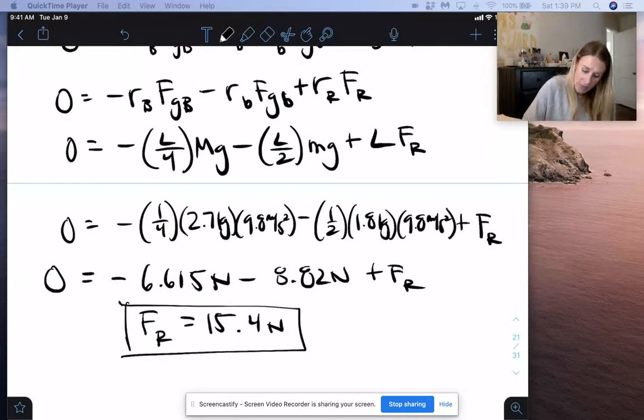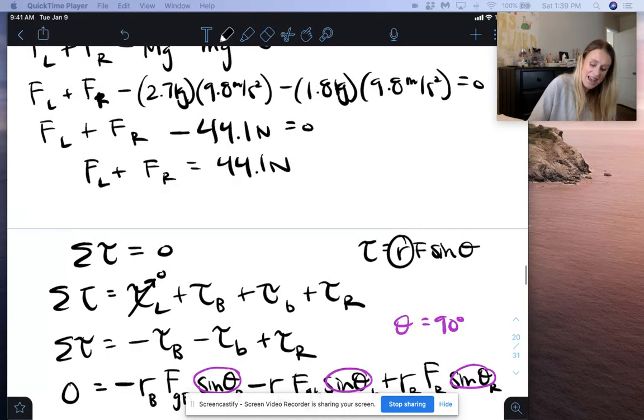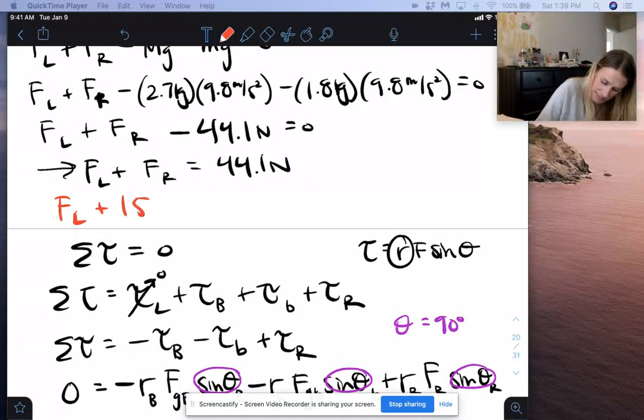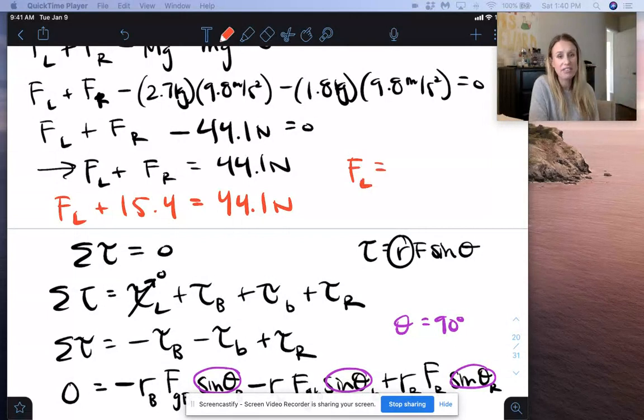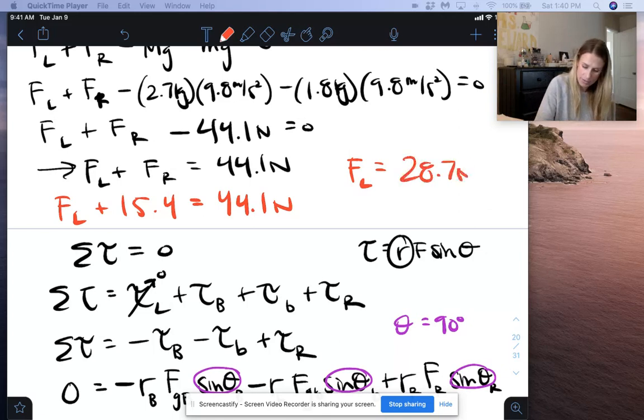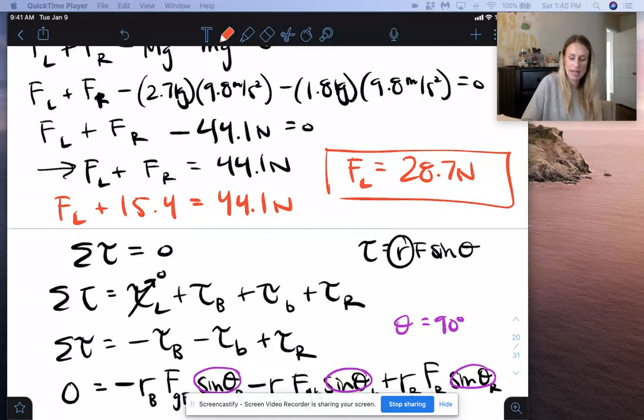And now that we have that, we can plug it back in way up here to find our left scale reading. So what we end up getting here is force left plus that 15.4 equals 44.1 newtons. And so we end up getting that force left, or our left scale reading, is 44.1 minus this answer, which is about 28.7 newtons. So left scale reading was 28.7, right scale reading was 15.4 newtons.